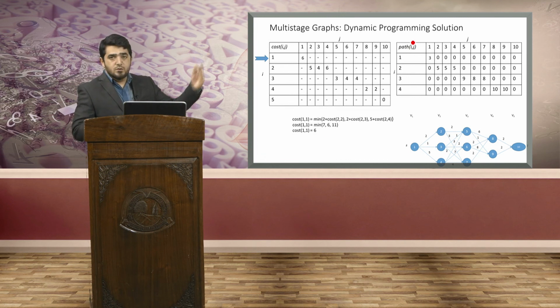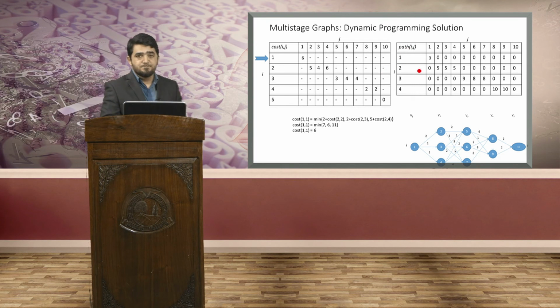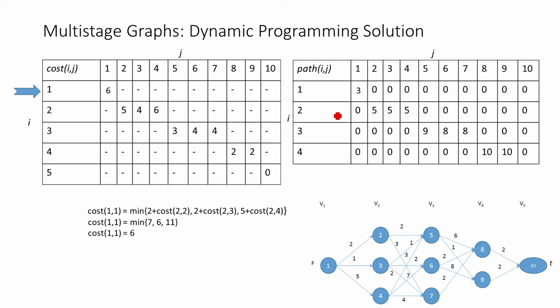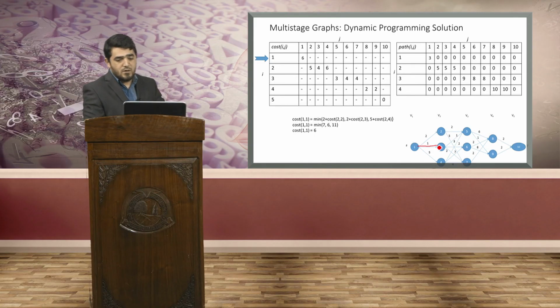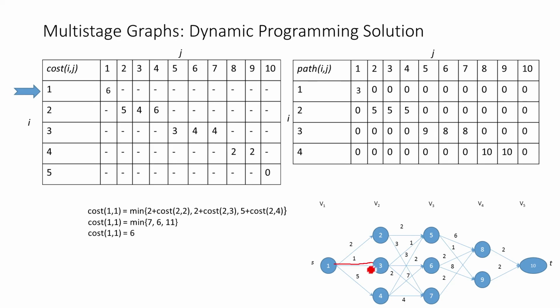And how can we use it to regenerate the path? If you have a look at this path array, for stage number 1 and node number 1, we have chosen the next node in the path to be node number 3. That is what we have just entered here. So we have chosen node number 3 to be the next node in the path if we have already selected node number 1 in stage number 1 to be the first node.